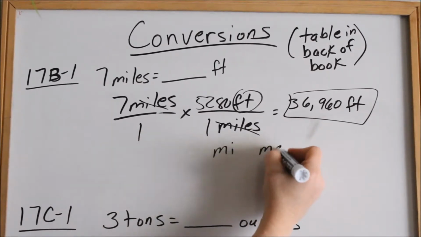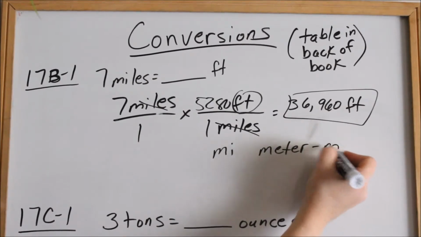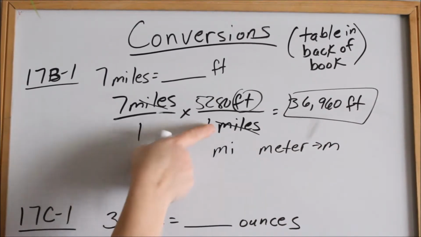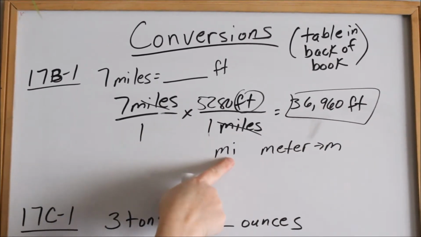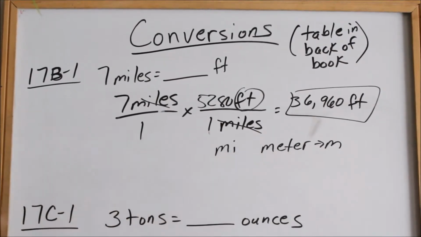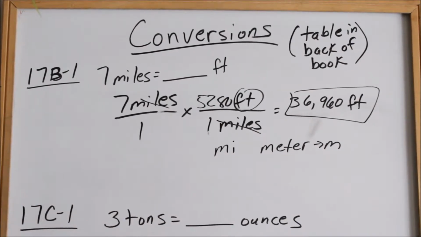Just for reference sake, when we abbreviate miles, it's MI. When you abbreviate meter, it is M. So that way you don't get the two confused. Miles has a lowercase I on it. Meter is just M. That way you know which unit is which.